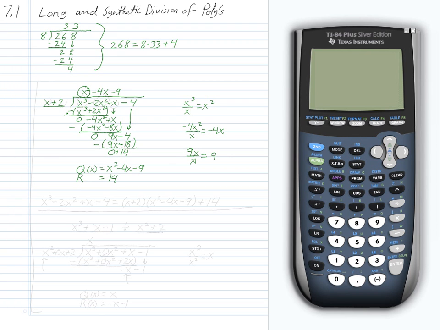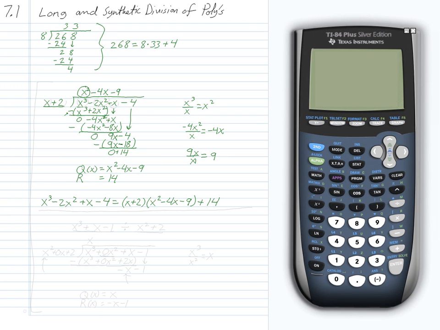So using that same idea, I could say that the larger polynomial, x cubed minus 2x squared plus x minus 4, can be written as the product of the divisor, x plus 2, times the quotient that we found, x squared minus 4x minus 9, plus the remainder, 14. And that is how long division of polynomials is going to work. Now there are a few details that we need to watch out for.